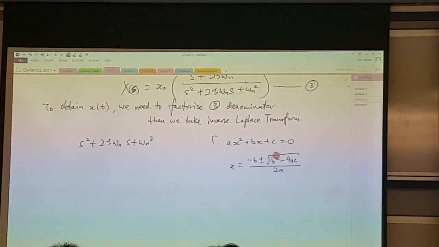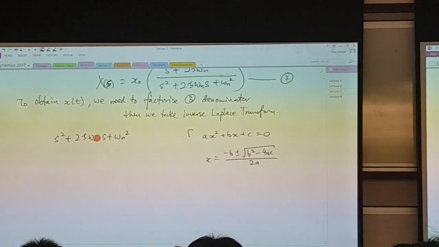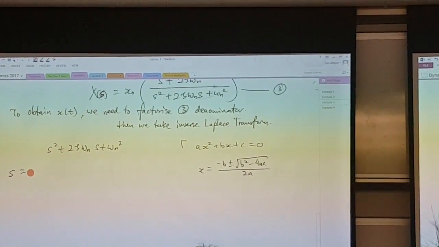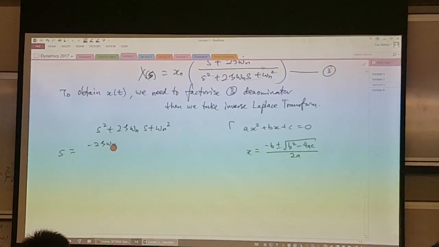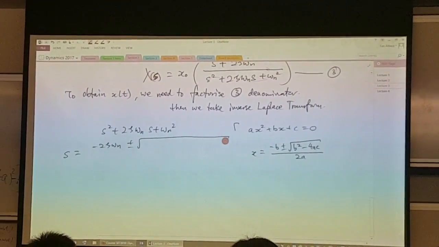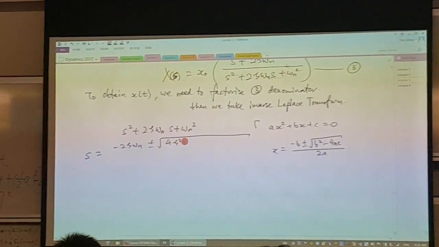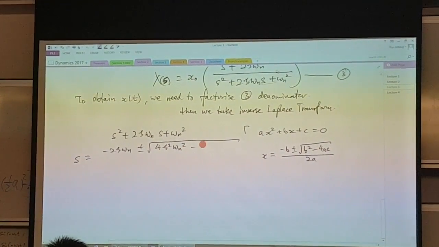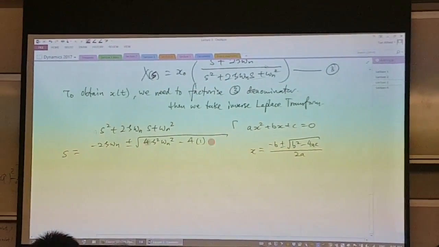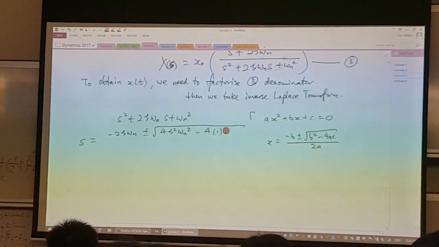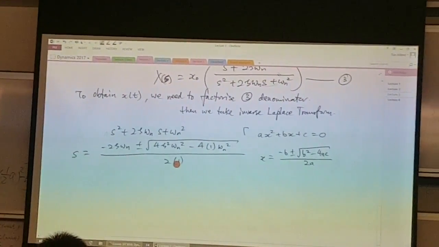So if I apply this quadratic formula to this form, that means my s will be equal to minus b, which is minus 2 zeta omega n, plus minus square root of b squared, which will become 4 zeta squared omega n squared, minus 4ac, divided by 2a, and a is equal to 1.